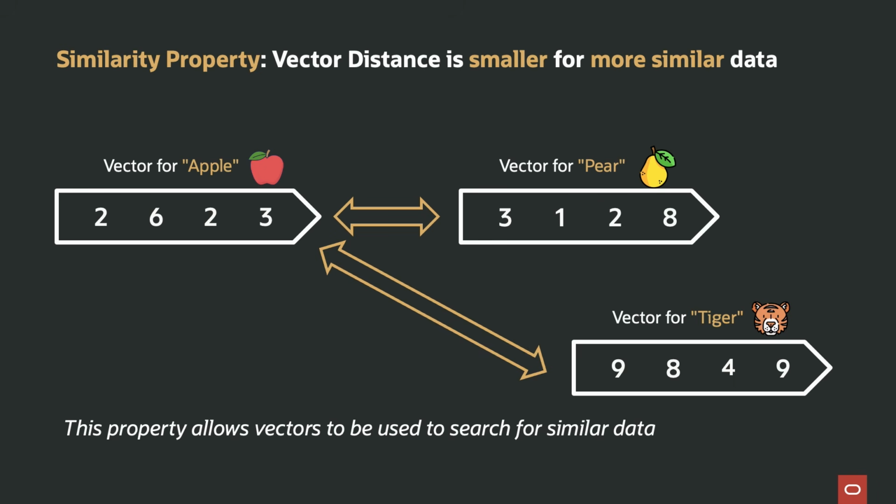Now, this is where vectors really enable similarity search because they obey the similarity property. Vector distance between two vectors is smaller if the data that they were produced from is more similar. For example, the distance between vectors for apple and pear is going to be a lot less than the distance between a vector for apple and a plushy tiger, because again, this is a measure of semantic similarity. And this property is essentially what enables vectors to be used to search for similar data.